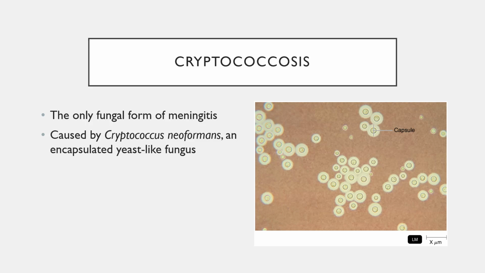It's caused by the species Cryptococcus neoformans, which is a yeast-like fungus that has a unique virulence factor, which is its capability to form a capsule. This capsule has a protective effect for the fungus against our immune system, which is what it owes its ability to initiate meningitis to. Without this capsule, it would not be able to cause meningitis.